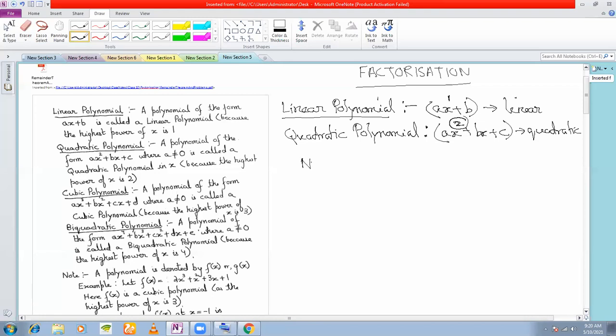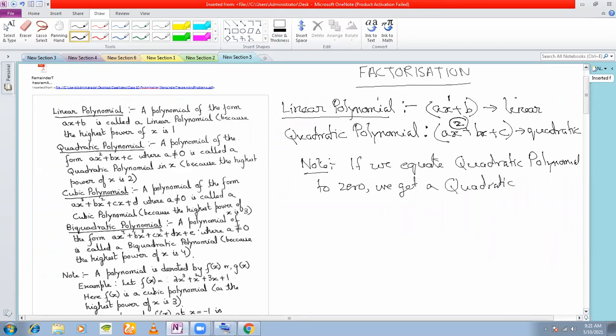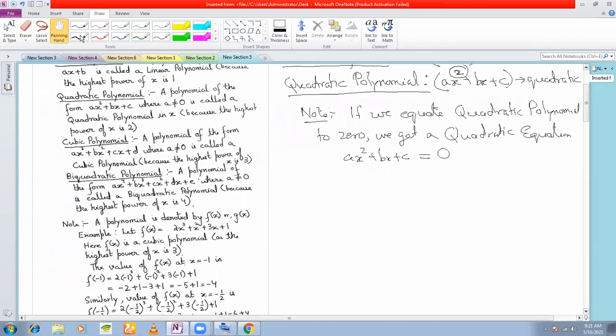Now, how do we get a quadratic equation? If we equate a quadratic polynomial to 0, we get a quadratic equation. Similarly, if you equate a linear polynomial to 0, you get a linear equation. Say x square plus bx plus c is a quadratic polynomial. You equate it to 0, you get a quadratic equation. So remember, the algebraic expression on the left hand side of the quadratic equation is called a quadratic polynomial.